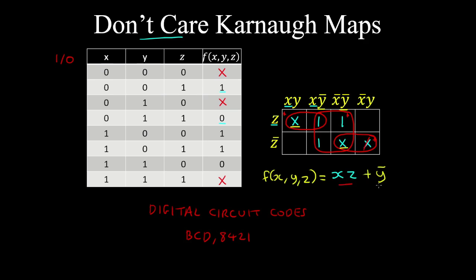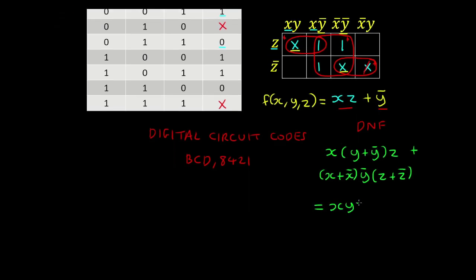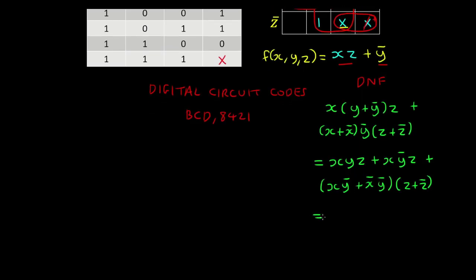And then from this minimal expression, we can construct a disjunctive normal form. So we have x by y plus its complement by z plus x or its complement by y complement by z or its complement. So distributing x and distributing the complement of y, then we can expand this and simplify.